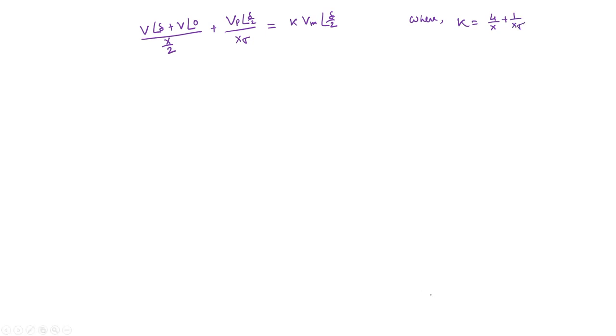Now, I can rewrite this equation as V m at an angle delta by 2 is equal to, if we divide both the right hand side and left hand side by this k, V at an angle delta plus V at an angle 0 divided by k x by 2, plus V p at an angle delta by 2 divided by k x sigma. From this expression I can find this out.